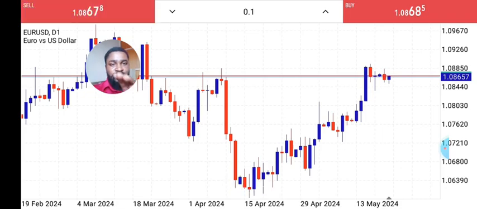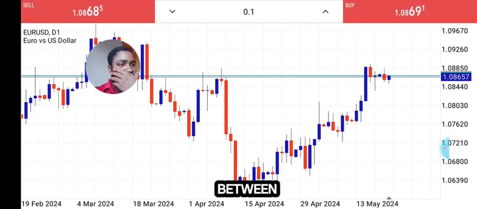Remember what I said earlier: the market is influenced by both buyers and sellers, and the candles are what represent them. It's what shows their presence. So we can look at the series of candles here.